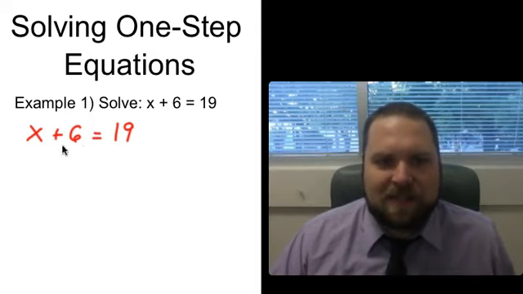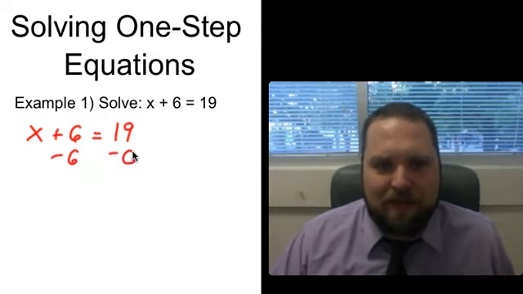I know from my experience manipulating equations that I can get rid of this plus 6. I can eliminate that term by using the inverse operation. The inverse operation of addition is, of course, subtraction. But what I do to one side of an equation, I must do to the other. And so these two, because they're inverse operations, are going to cancel each other out, leaving me with just the x on this side of the equation.